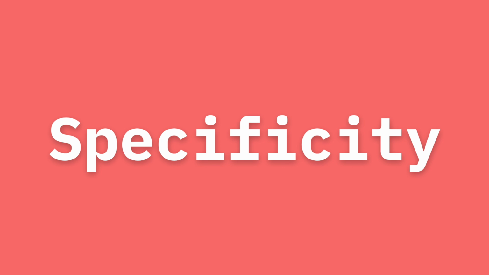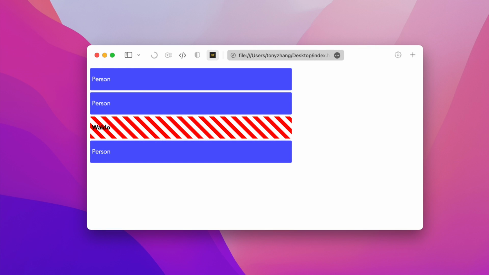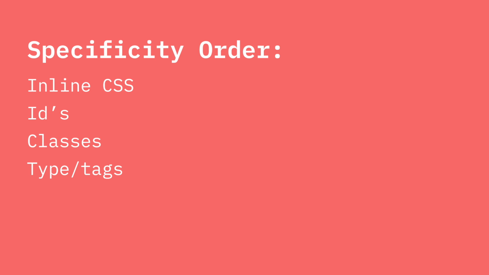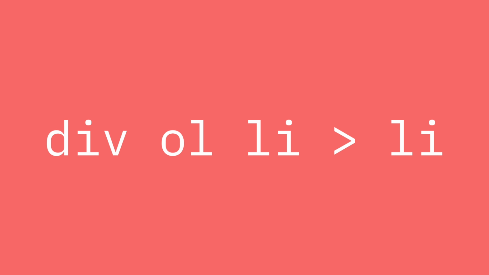Specificity is a weight or value that browsers give to CSS selectors to determine which selector is more relevant or important, so that when two different selectors match the same thing, the browser knows which one to use. For example, a selector that uses an ID would be more specific than one that just matches a tag. Type or tag selectors are the least specific, then class selectors, ID selectors, and inline CSS being the most specific. Combining multiple selectors will also increase the specificity. For example, div ol li will be more specific than just li.